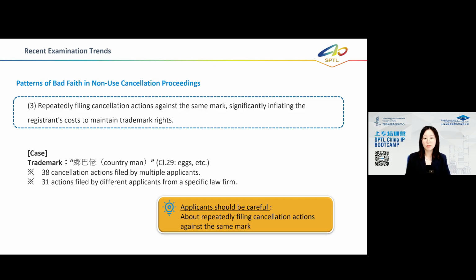A third pattern involves repeatedly filing cancellation actions against the same mark, which greatly increases the registrant's costs. For example, the trademark Xiangbalao, which means countryman, faced 38 cancellation actions. Among them, 31 cancellations are from applicants associated with the same law firm. This creates unnecessary administrative burden and is likely to be treated as abusive. Applicants should be cautious in repeatedly filing cancellation actions against the same mark.